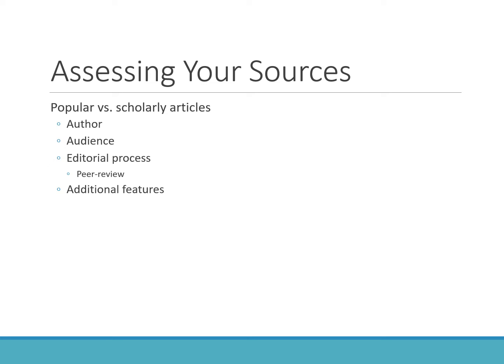There are also additional features. Scientific articles include things like abstracts, tables, and graphs, describe their methods and results, and include references. Popular articles generally do not have these things. And so we need to be very careful with popular articles. They tend to be kind of biased towards their audience or sensationalized, and so we need to be critical and careful about when and how we use them.